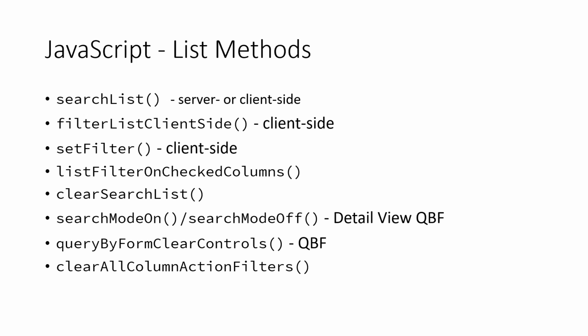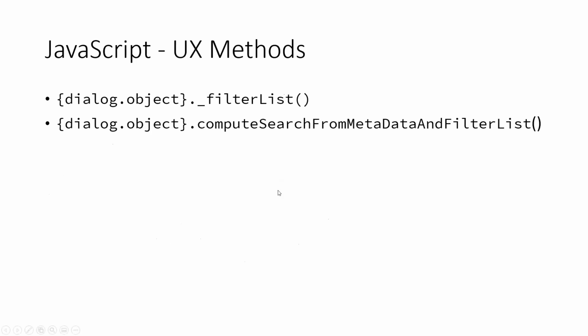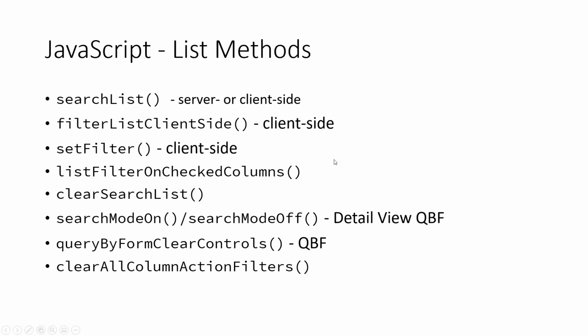Two other options are filter list client side and set filter. These run on the client. They do not make any kind of server callback to pull data from the list. And then set filter on check columns, again, does not make any callback to filter the list. And it's going to filter that list data on the client based on what you have checked, if you have a checkbox column that you've added to your list. Clear search list will clear all of the above things, including searches that you've done using these methods.